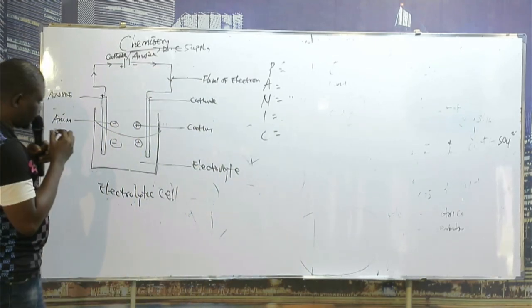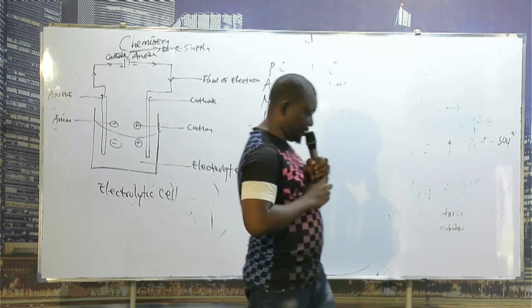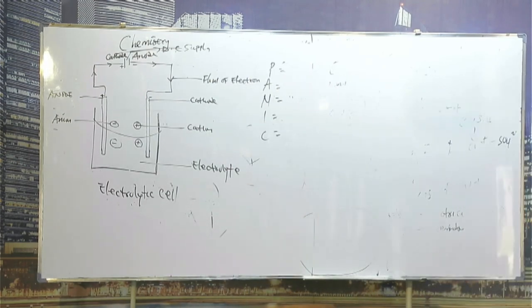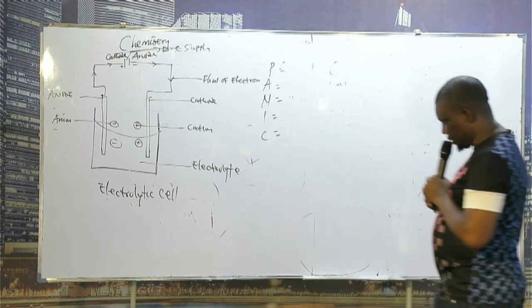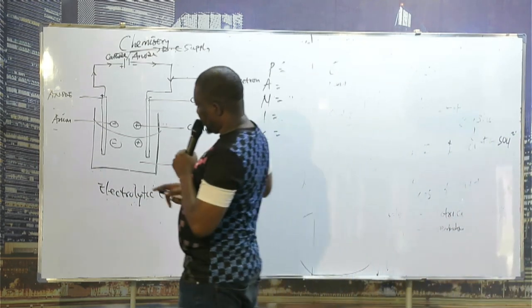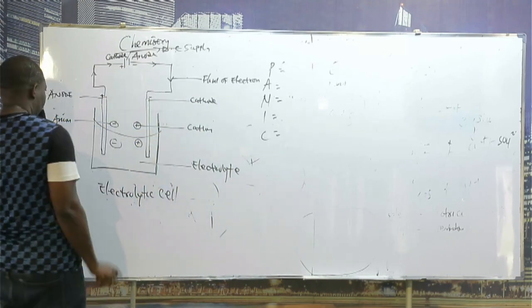Okay, so some components in this cell I would like to introduce. I would like to explain here, before I go to the main context of the class, the anode and the cathode.